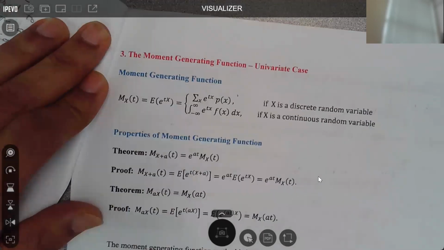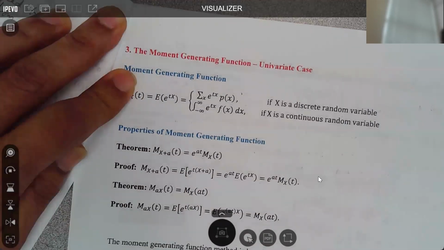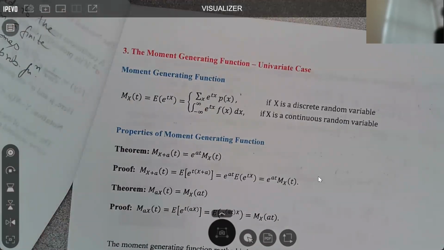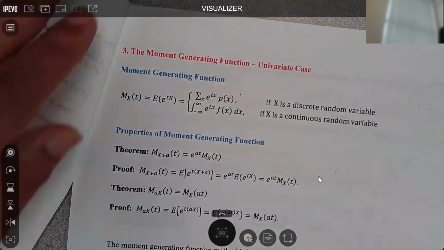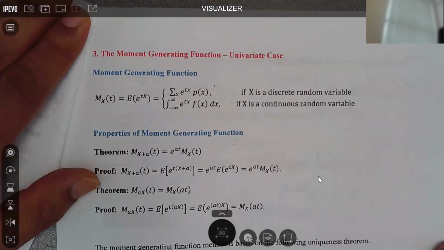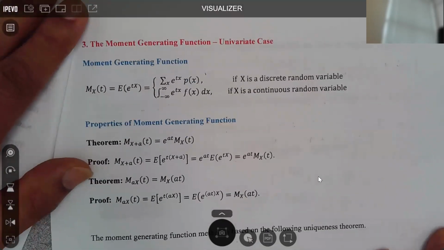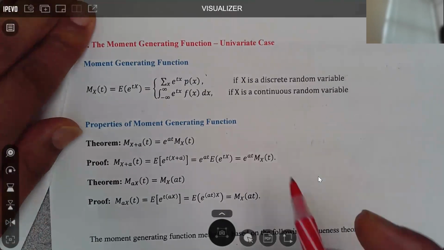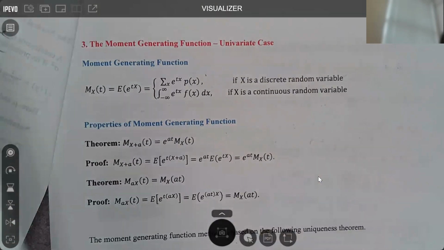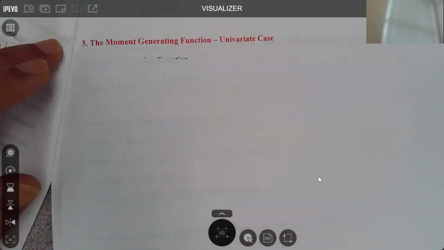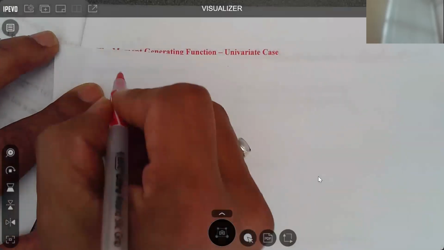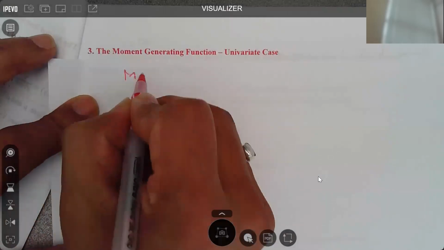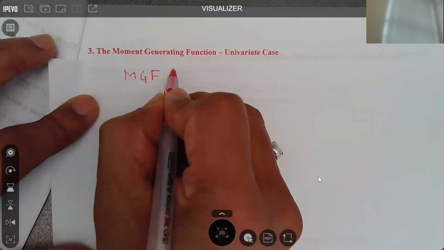Okay. And yeah, we are starting the moment generating function, right? So we are using the moment generating function technique for the transformation, finding the transformation. Now let's briefly start and review. So, moment generating function theorem here, okay?